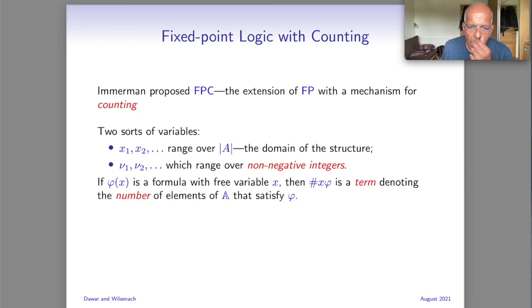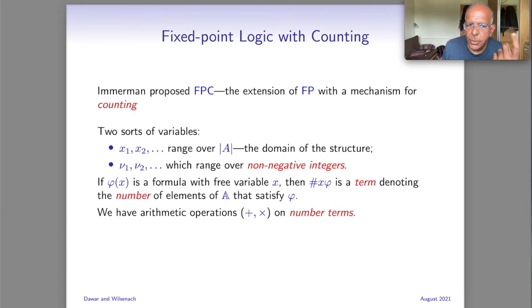What connects the two is that whenever we have a formula phi with a free variable x, then we can form a term, hash x phi, which we read as the number of x such that phi. And this is a numeric term. It denotes a number. It denotes the number of elements of the structure A that satisfy phi, or simply the number of values for the variable x that satisfy phi.